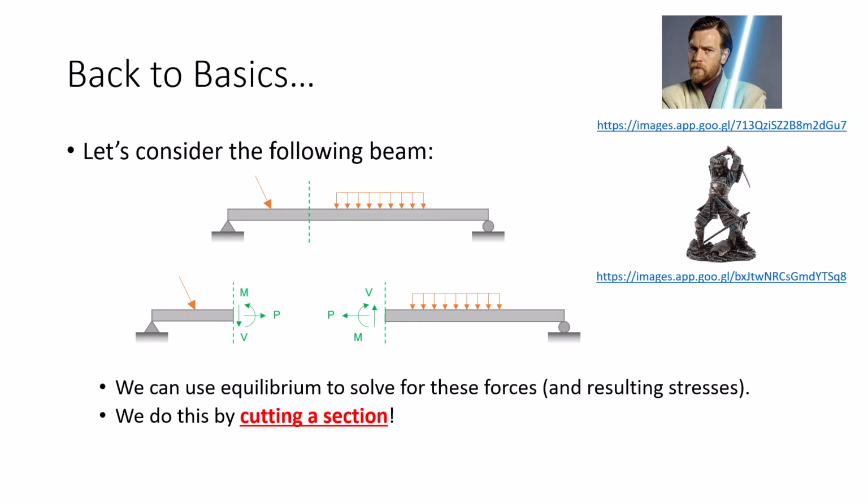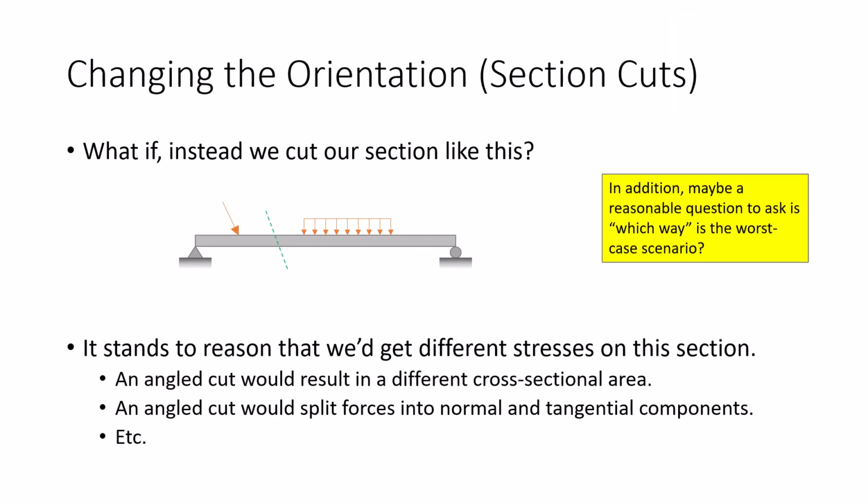Let me ask you a question, okay? Here's cutting a section like this. What if I change the orientation? What if I change my frame of reference? Instead of cutting it according to some coordinate system, what if I cut it at an angle? Well, it stands to reason, if we do it like this, we're going to get different stresses, right? So any angled cut would result in a different area, right? Just bare minimum, if sigma equals P over A, that cut has a different area than this one. So we're going to get different stresses there.